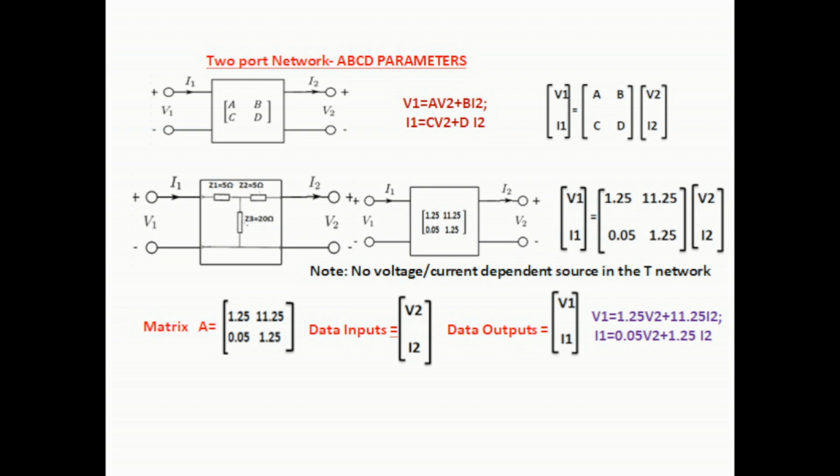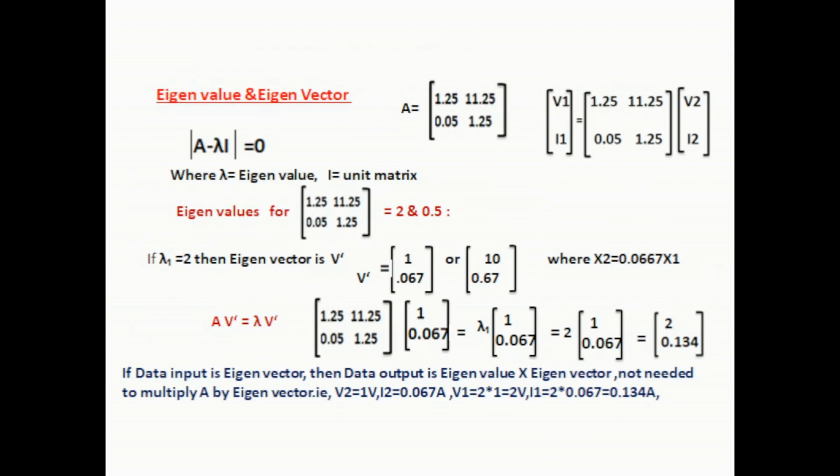So matrix A equal to 1.25, 11.25, 0.05, 1.25. Data input V2, I2; data output V1, I1. So V1 is equal to 1.25 V2 plus 11.25 I2. I1 is equal to 0.05 V2 plus 1.25 I2. Eigenvalue, eigenvectors.